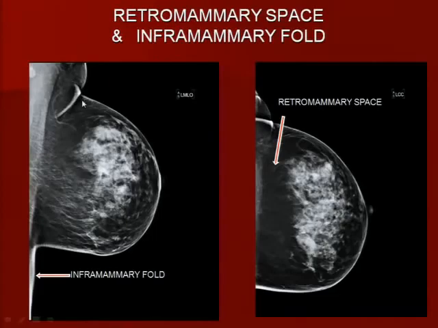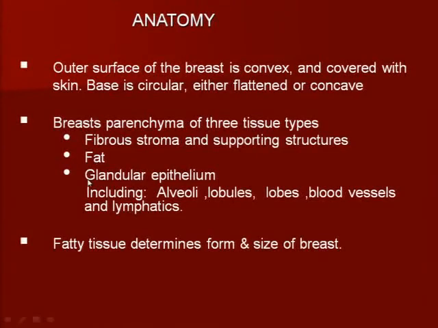Now the outer surface of the breast is lined by skin and it is convex. The base is usually flattened or concave. The breast contains many types of tissue. Fibrous stroma and supporting tissues. It contains fat. It contains glandular epithelium, alveoli, lobules, lobes, blood vessels and lymphatics. But the size of the breast is determined mainly by the fatty tissue, and as you grow older and older, as the breast involutes, what you get is more and more fat.